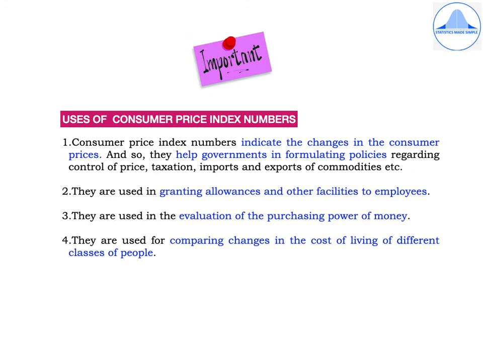Let us now learn the uses of consumer price index numbers. This is an important 2 mark question. So, out of the 4 points, you can list down any two of them. The first one is consumer price index numbers. They indicate the changes in the consumer prices, and so they help the governments in formulating policies regarding control of price, taxation, imports, and exports of commodities.